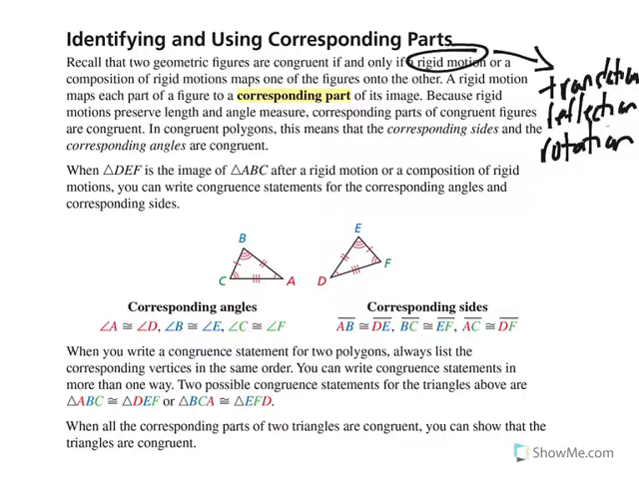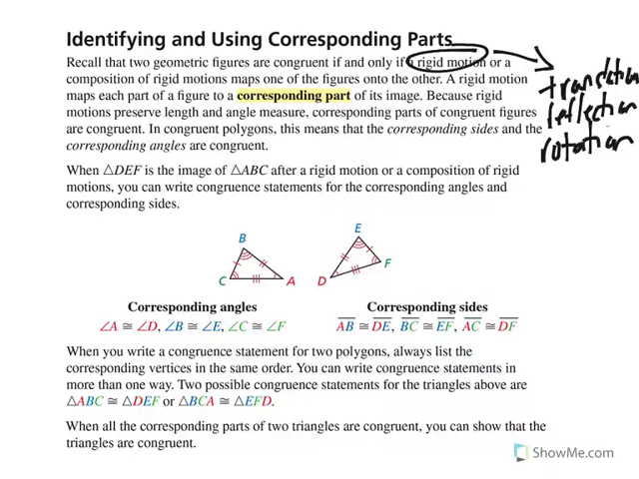So when we look at corresponding parts, if I have a figure that's been changed by a rigid motion, it's just been changed in one of these forms, then I can be able to identify its corresponding parts, and so I can still be able to make my congruent portions. Okay, I have corresponding sides, I'll have corresponding angles, and those corresponding sides and angles are going to be congruent to each other. So basically in this picture, we have DEF is the image of ABC.